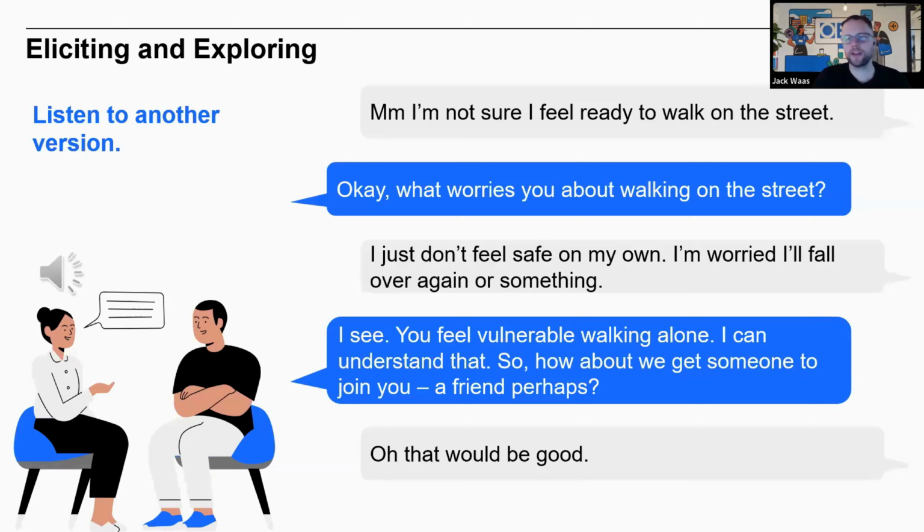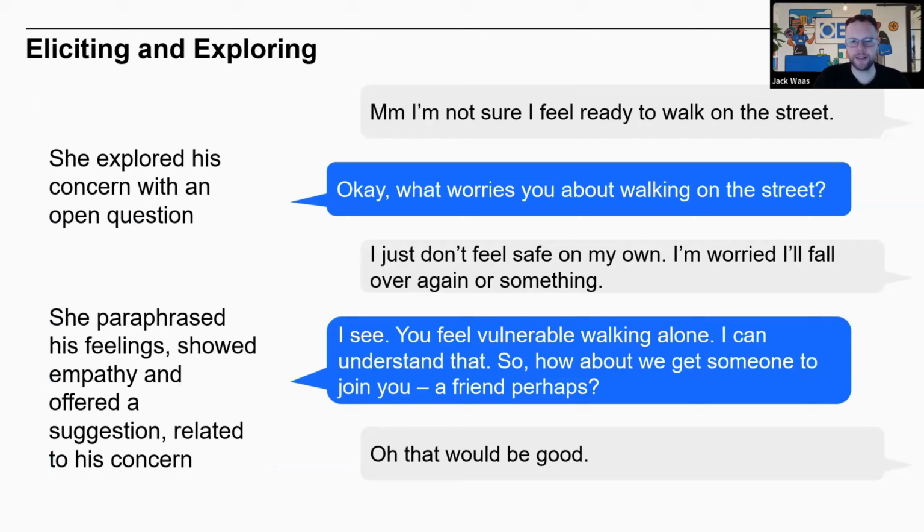All right, so this one, she does do a much better job of exploring the concern, right? Give some solutions, give some ideas. She explored the concern with an open question. She paraphrased his feelings, showed empathy, and offered a suggestion related to this concern. So all of those things were things that she did.